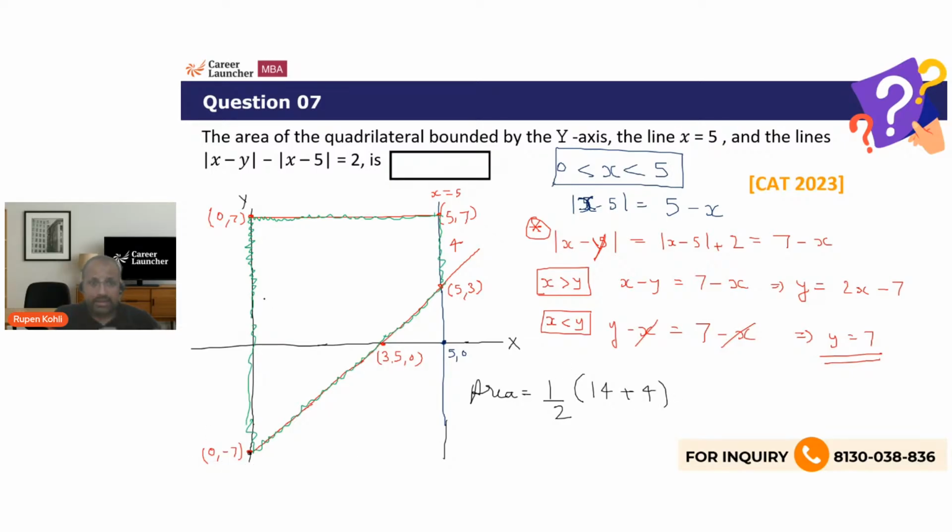So these are the lengths of the parallel sides, 14 and 4. Half of the sum of parallel sides into the distance between them, which is this distance, right? This is simply from (0, 7) to (5, 7). We are moving horizontally by 5 units between the two vertical lines. So 14 plus 4, 18 by 2, 9, 9 into 5, 45. That's what you need to type in.